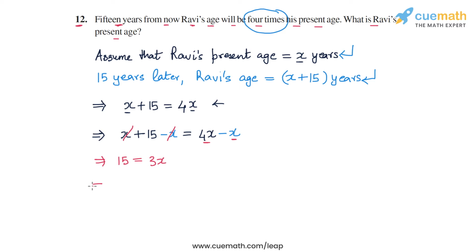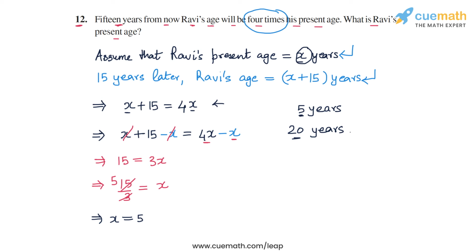So 3X is equal to 15, and now let's divide both sides of the equation by 3. So we will get 15 by 3 is equal to X, and 15 by 3 is equal to 5. So we get the value of X as 5. So this means that Ravi's present age, which we assumed as X years, is 5 years, and we can verify that this answer is correct because 15 years later his age will be 20 years, and 20 is 4 times 5. So the answer to the question is that Ravi's present age is 5 years, and this completes question number 12.